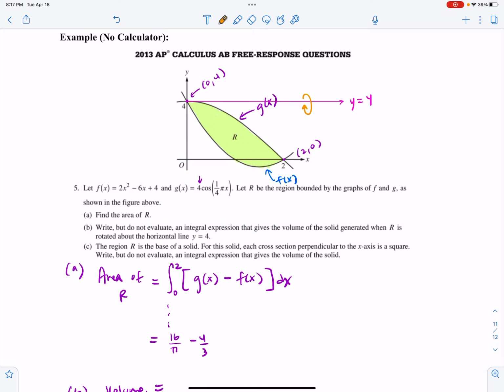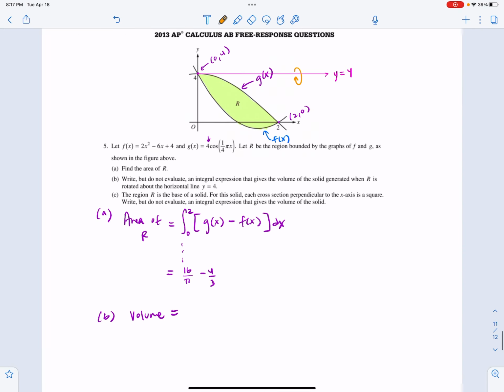to x. And we are using washer method, because that region R is not completely flush against y equals 4. When we rotate it around, we're going to need to think about subtracting some volume in the middle. Or think about each cross section being a washer.